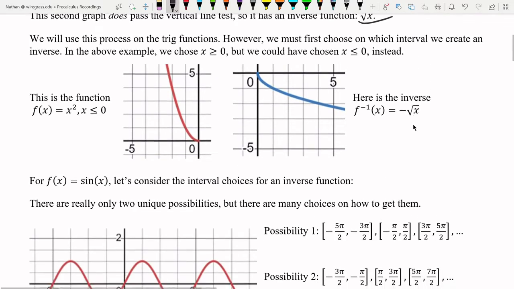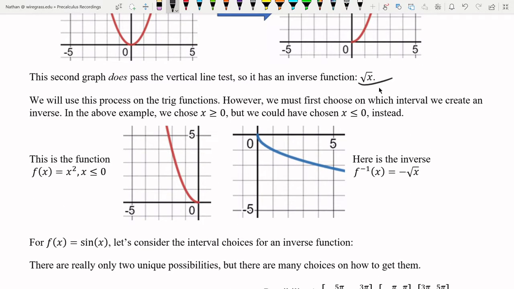Now, instead of looking at the positive values, you could look at the negative values, and that way this does pass the horizontal line test again, and that means the inverse of this function would actually be the negative square root, and gives you a completely different function.